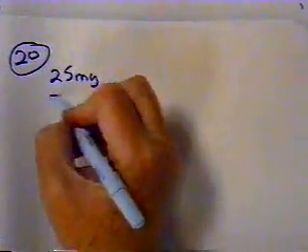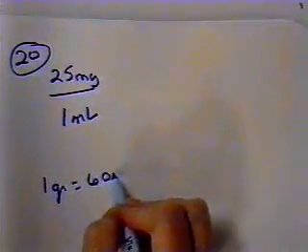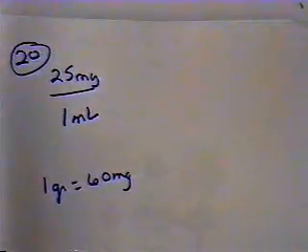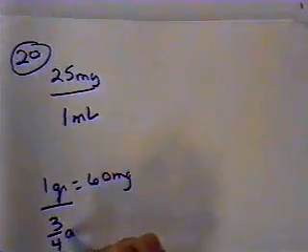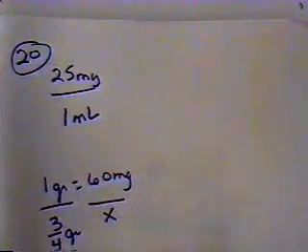I don't know why we went from number 9 to number 20, but I guess we'll do number 20 next. 25 milligrams per milliliter. Prepare 3/4 of a grain. The most common conversion we're going to use is 1 grain is 60 milligrams. I'm asked to give 3/4 of a grain, so I have to convert it to milligrams.